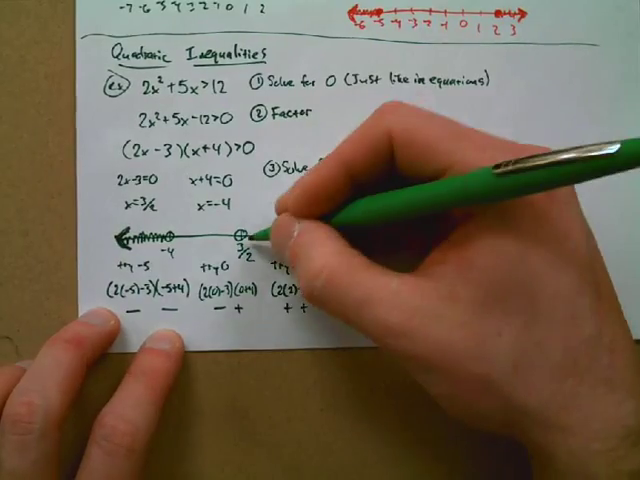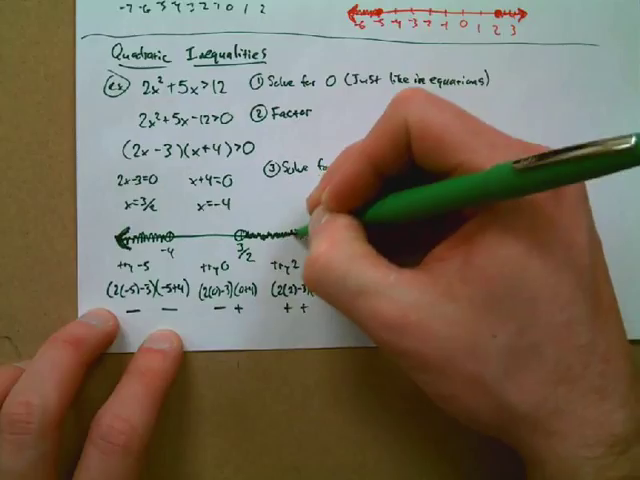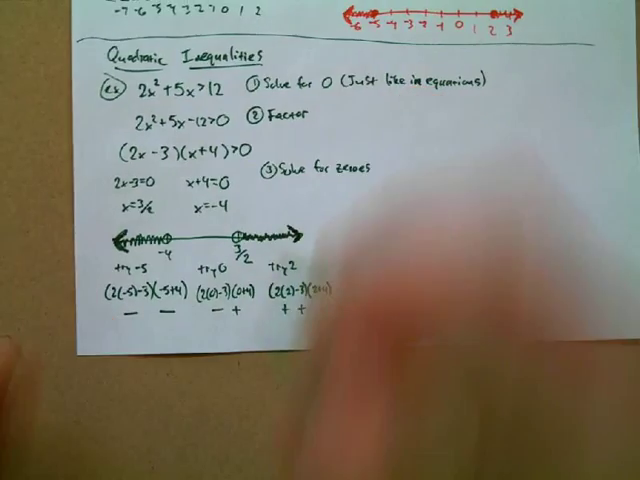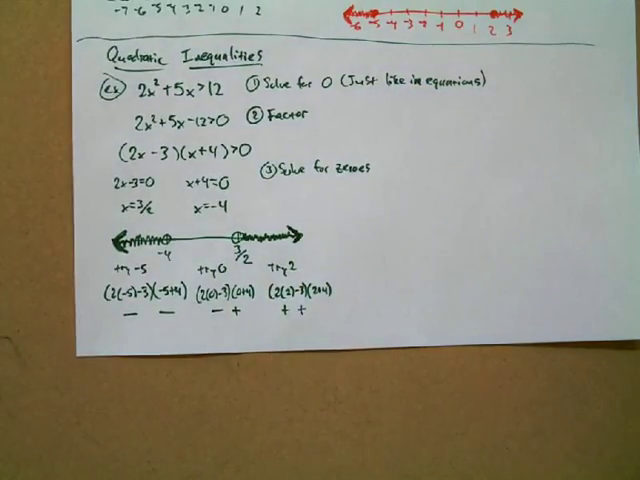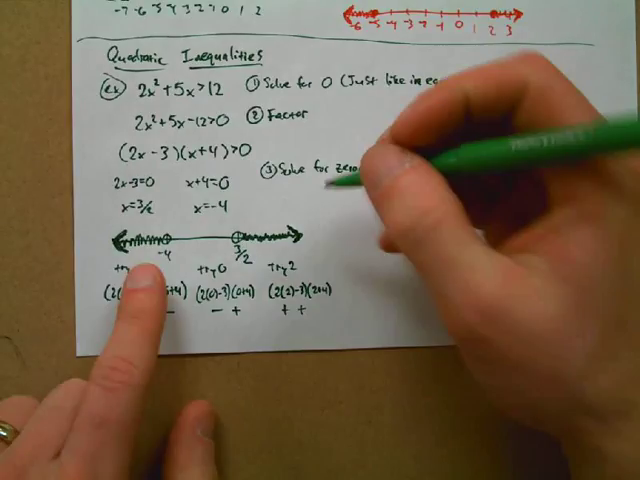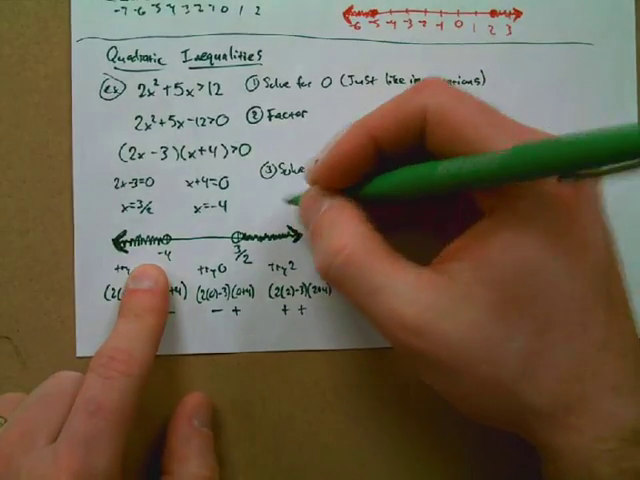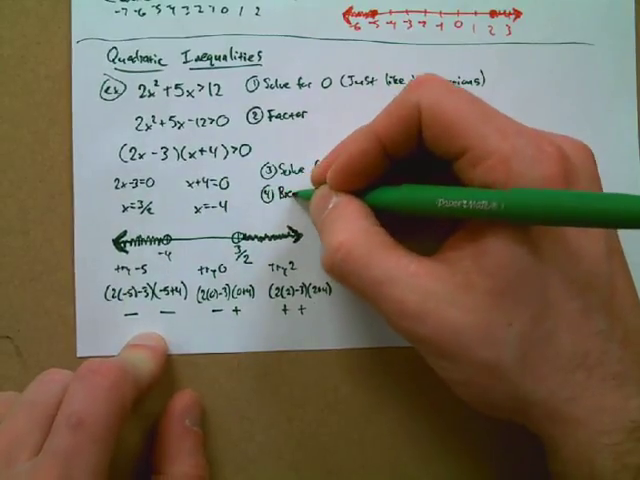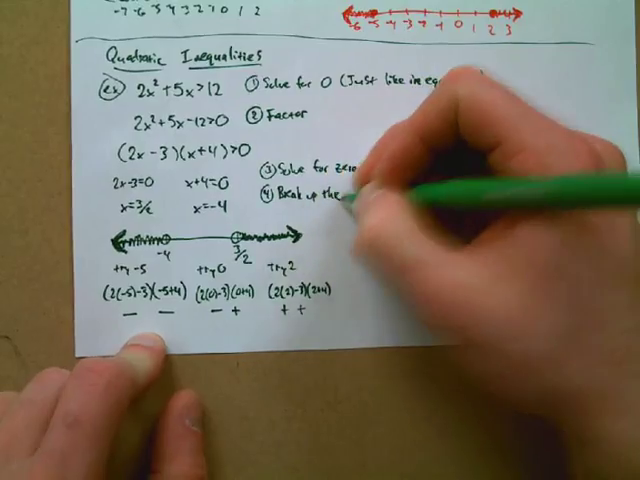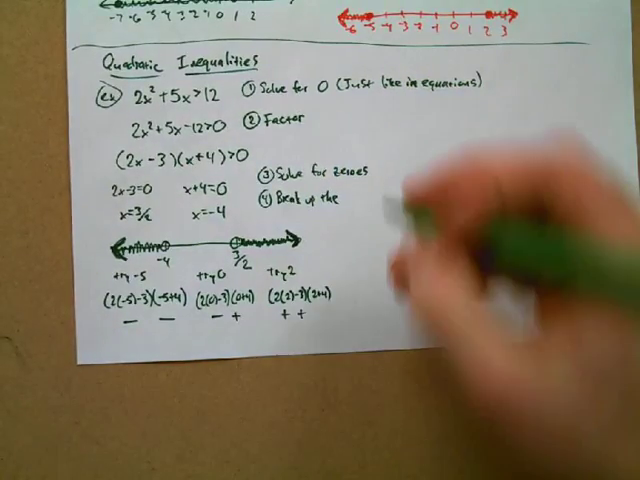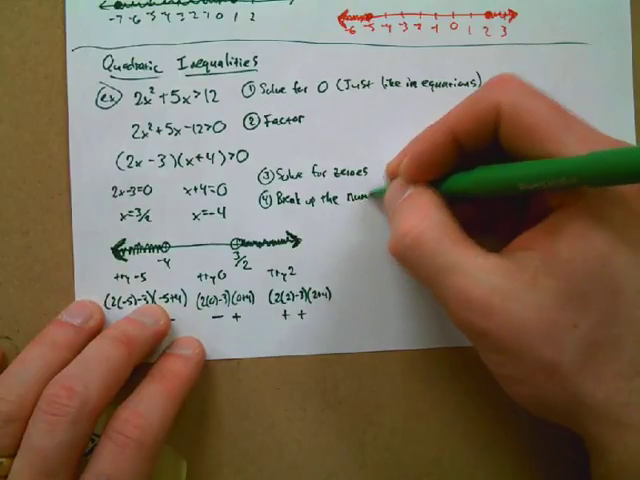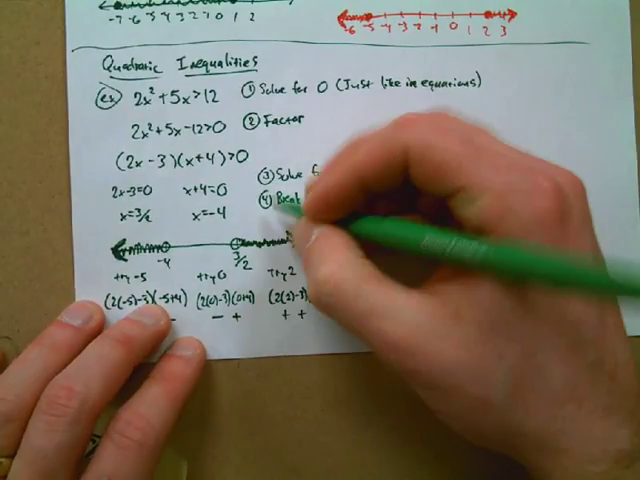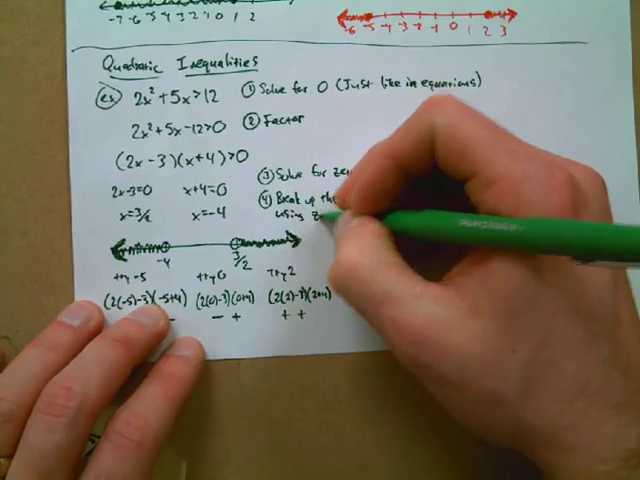So we could write it as an inequality. So, let me see here. So step 4, we break up the number line using zeros. And step 5, we test intervals. Okay? So, we've got that.